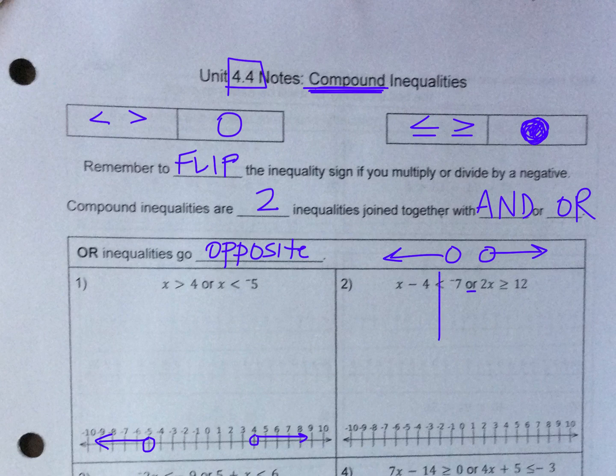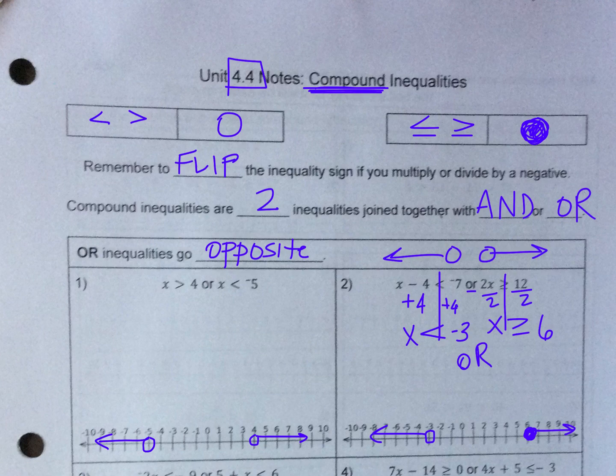But first I need to solve it. I'm going to add 4 to both sides. X is less than -3, or, so open circle on -3, less than. Or divide by 2 on both sides. I'm just solving this other one. X is greater than or equal to 6. Closed circle, greater than or equal to.